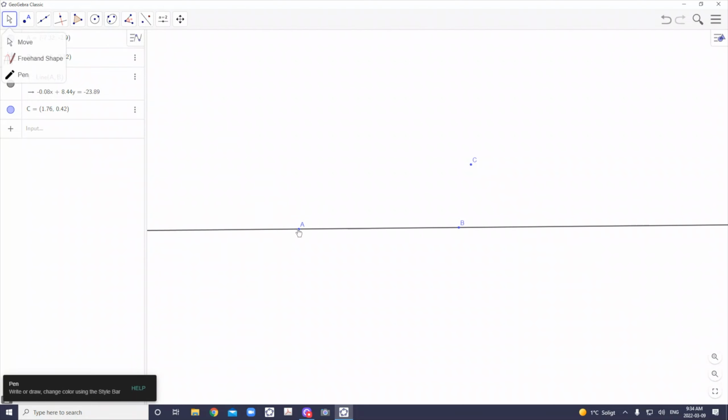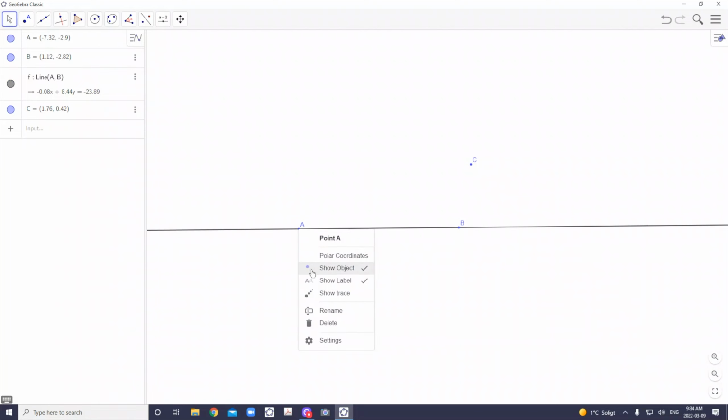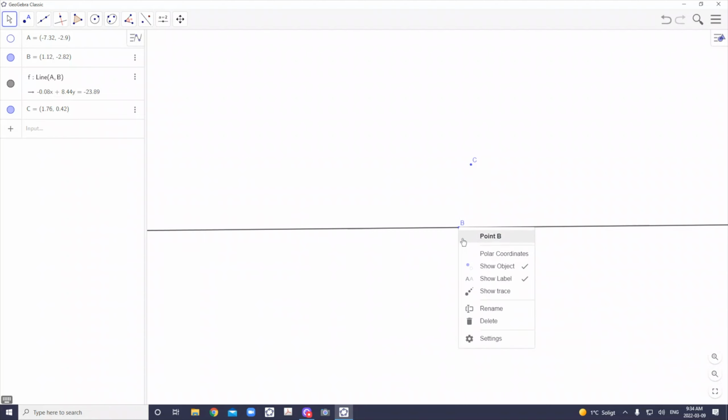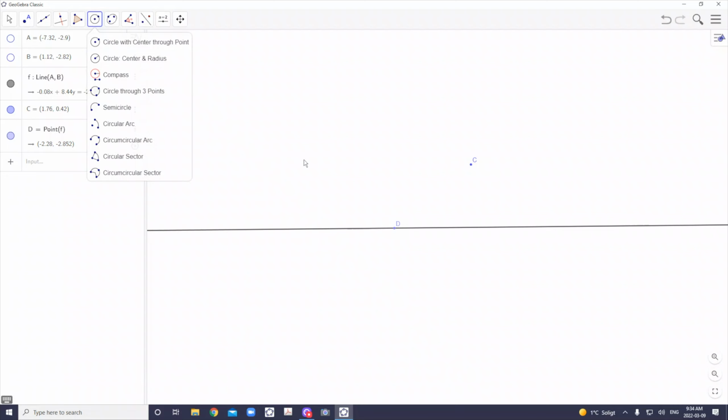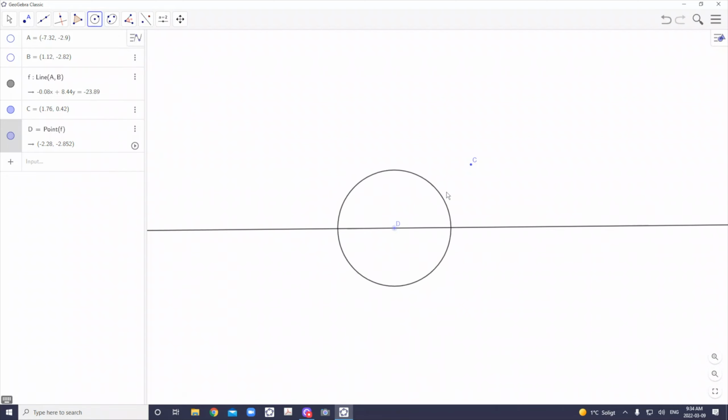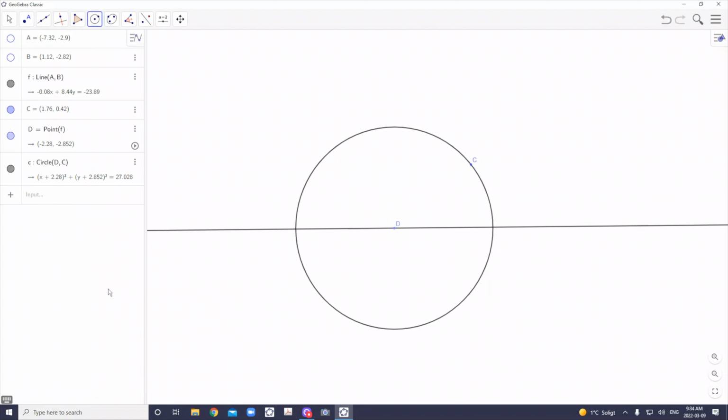Any point on the line. So let me take these away. Show object. So you say that I just choose a point on the line. So I go here, I choose any point here. Let us make it close to here. So this is D. That is the first thing. Then a circle with the radius DC and the midpoint D. And then the intersection point between the circle and the line.